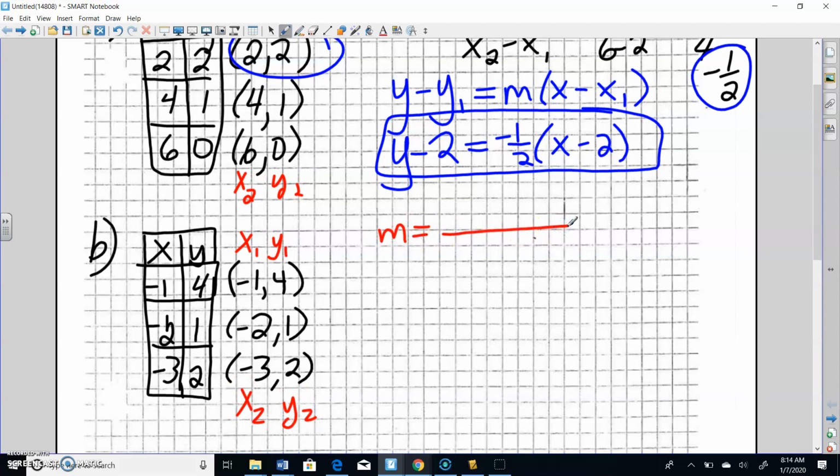So that would mean for using those 2 points, we would have 2 minus 4 on top and negative 3 minus a negative 1 on the bottom. In the numerator, 2 minus 4 is a negative 2. Negative 3 minus a negative 1 would be plus 1. So that is also a negative 2, so our slope is 1. Is that correct? Okay. All right.